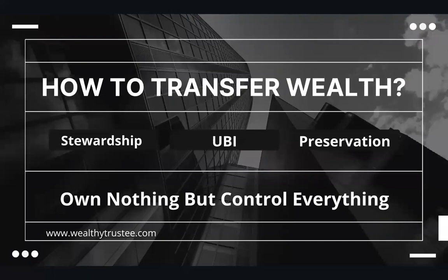So how do you transfer wealth? We're about to wrap it up, guys. So how do you transfer wealth, right? Like I said, we are creating generational wealth, and we're focused on the money, but we don't focus on how this money is going to be transferred. If I don't wake up tomorrow, how are my kids going to get this money? So you want to put yourself in a position to where you own nothing but control everything. That is one of the most powerful statements that I've ever heard. And it's time for you to adopt that statement or that mantra into your life. Own nothing but control everything.